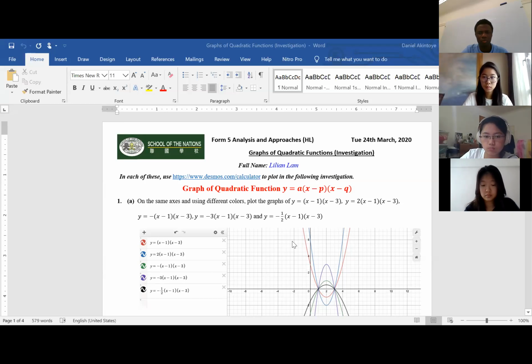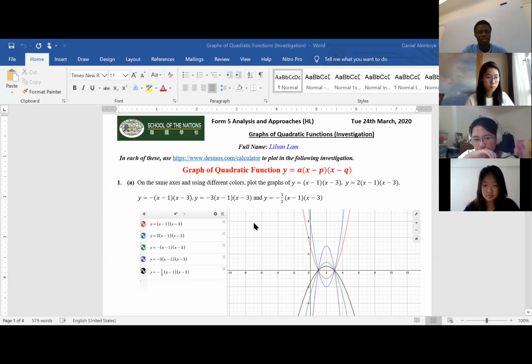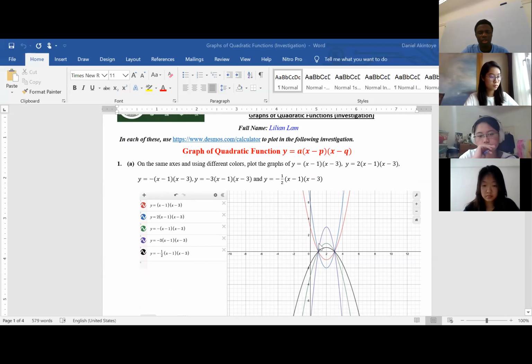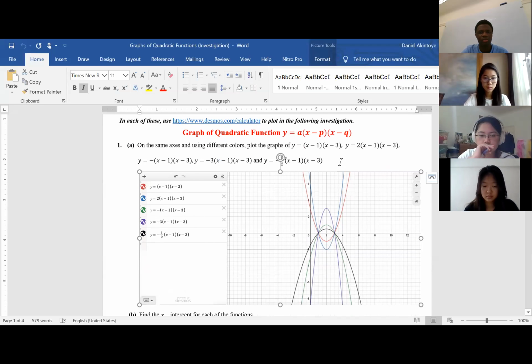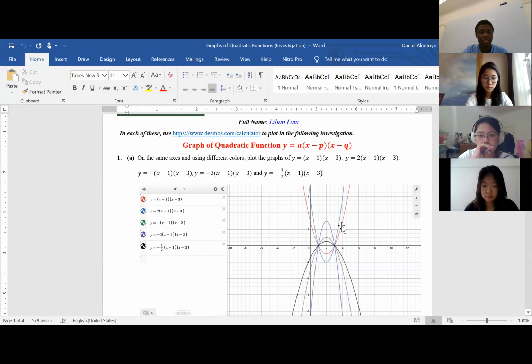So the first question was for you to plot all the functions on the axis using the Desmos app. And you can see the screenshots of what it should look like. It's this. I believe everybody got that. I haven't checked.